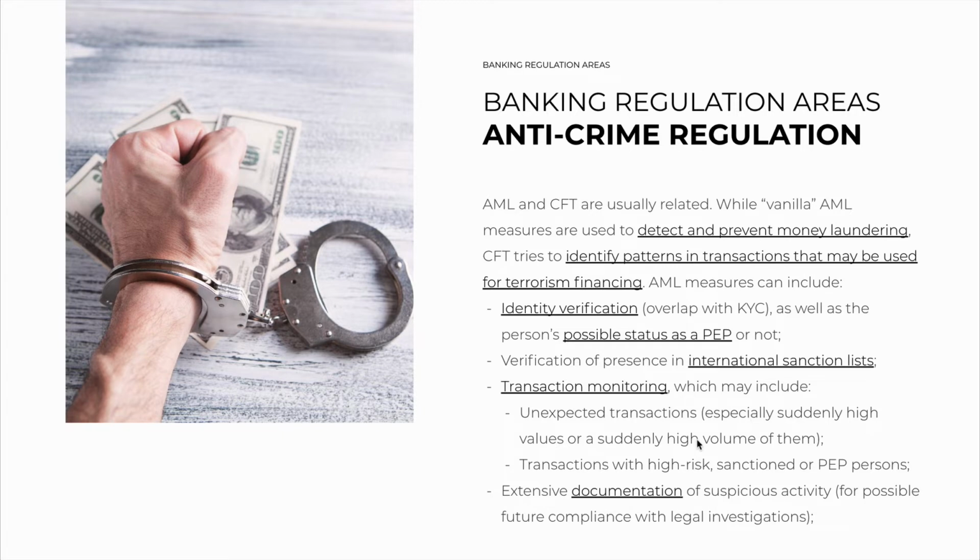For example, if you receive $10,000 per month on average, it would be weird for you to receive 10 million instead of 10,000. Or it would be weird for you to receive 100 transactions of 10,000 instead of just one. Or, for example, transactions with a high-risk person, a sanctioned person, or a politically exposed person.